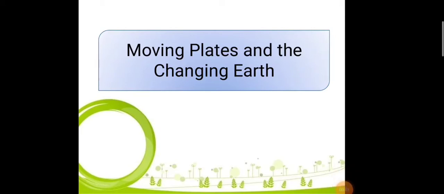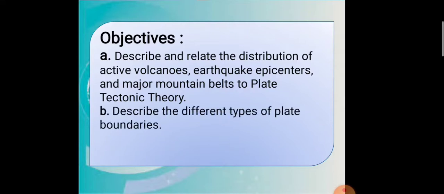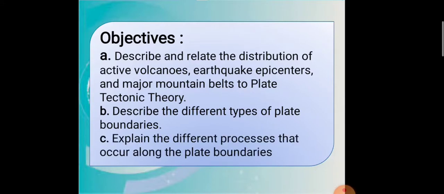So our topic is about moving plates and the changing earth. Our learning competency is: A. Describe and relate the distribution of active volcanoes, earthquake epicenters, and major mountain belts to plate tectonic theory. Letter B. Describe the different types of plate boundaries. Letter C. Explain the different processes that occur along the lithosphere boundaries.